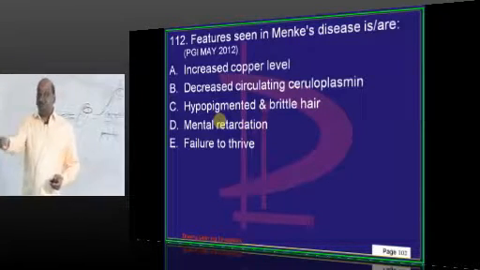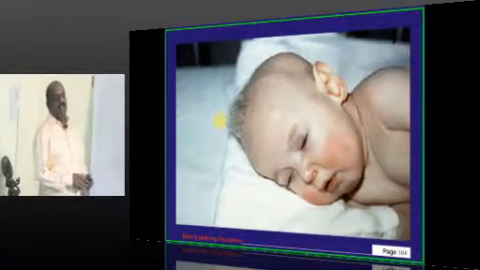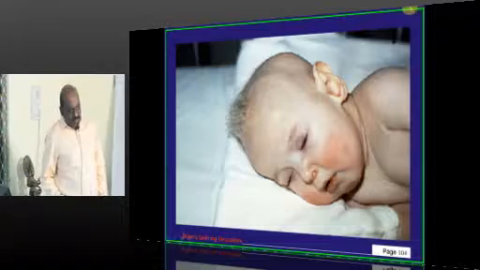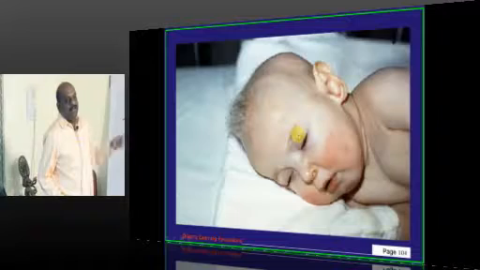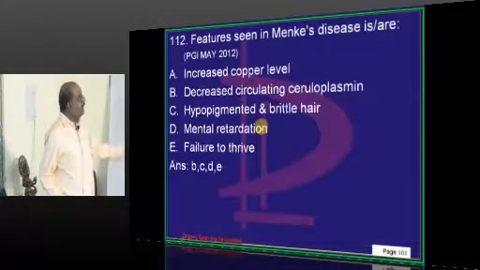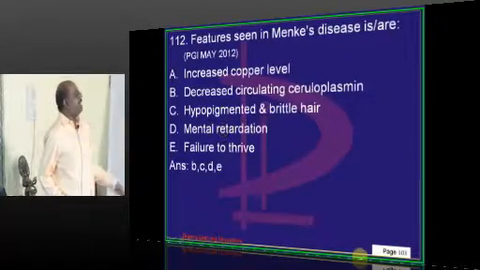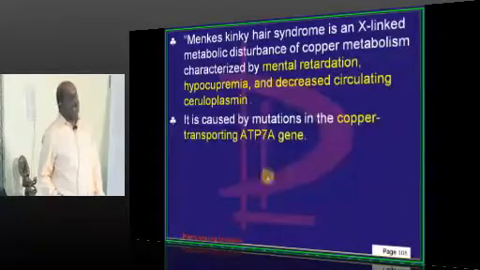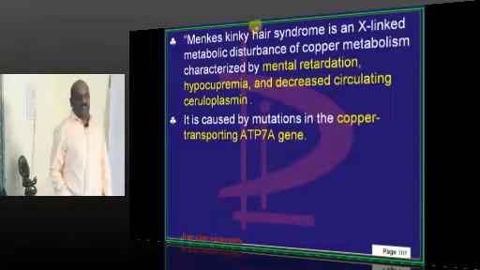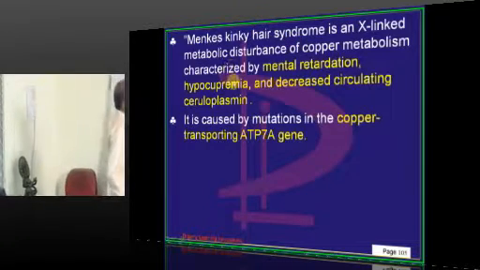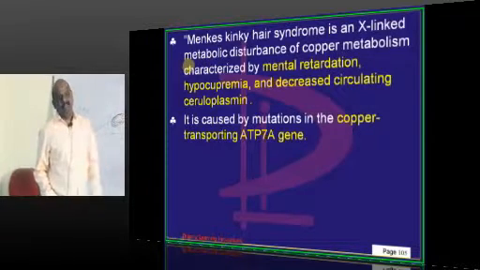What is Menkes kinky hair syndrome? Typically in people who are having problems in handling copper. So typically you have decreased circulating ceruloplasmin, you have hypopigmented or brittle hair, and mental retardation, failure to thrive, and hypocupremia, that is decreased copper levels, not increased copper levels in case of Menkes kinky hair syndrome. And one more thing you should not forget is X-linked.